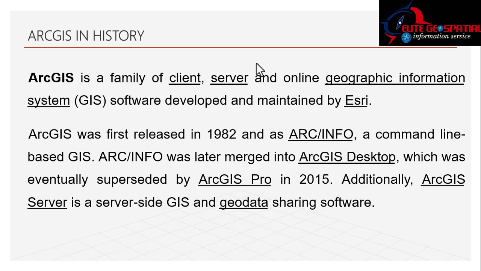ArcInfo. It's basically more like a command line based GIS. ArcInfo was later merged into ArcGIS Desktop. So that was how ArcGIS Desktop came about. It started as a command line GIS based software, and later it was merged into ArcGIS Desktop, which was eventually superseded by ArcGIS Pro in 2015. Additionally, ArcGIS Server is a server-side GIS and geodata sharing software.